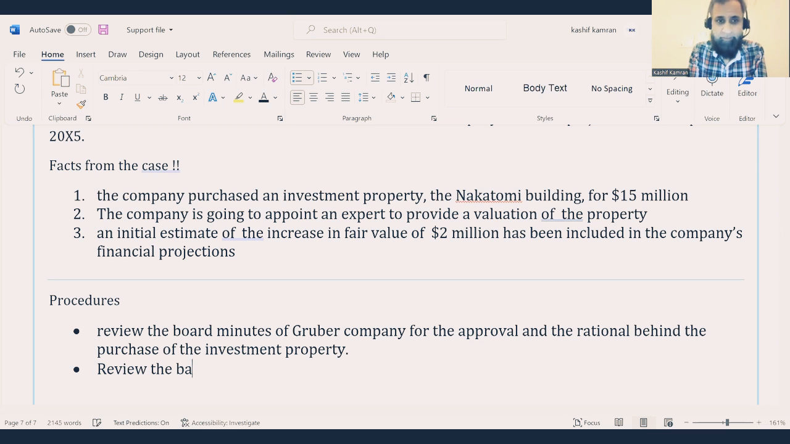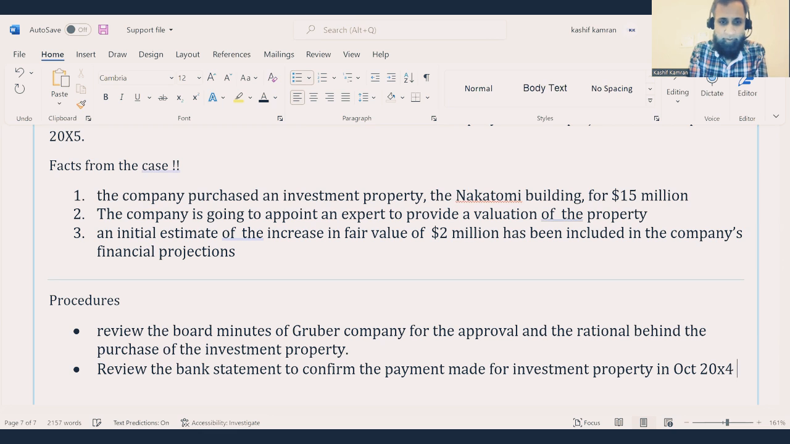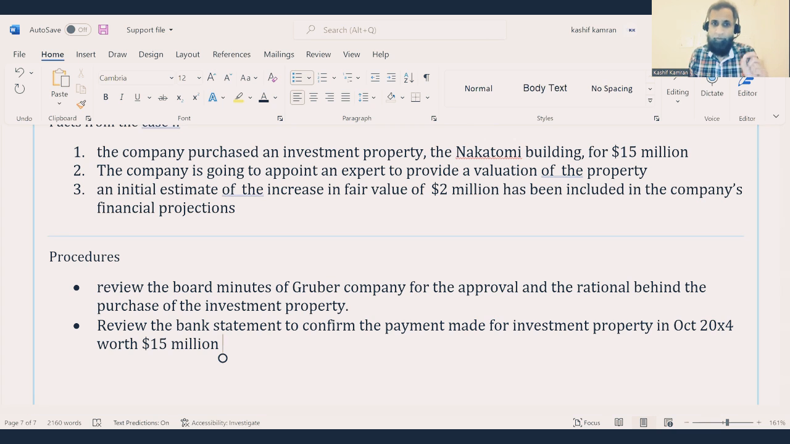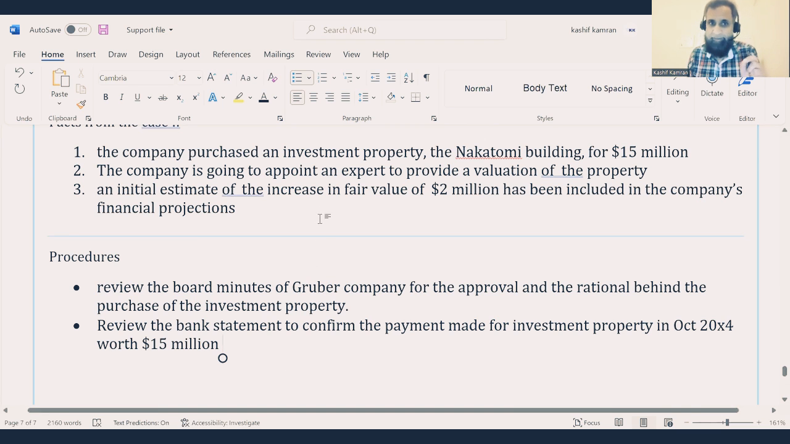Review the bank statement to confirm the payment made for the investment property in October 20x4 worth $15 million. Can I confirm the payment made, and it should exactly be $15 million? So can I review the bank statement to confirm the payment made against the purchase of the investment property?